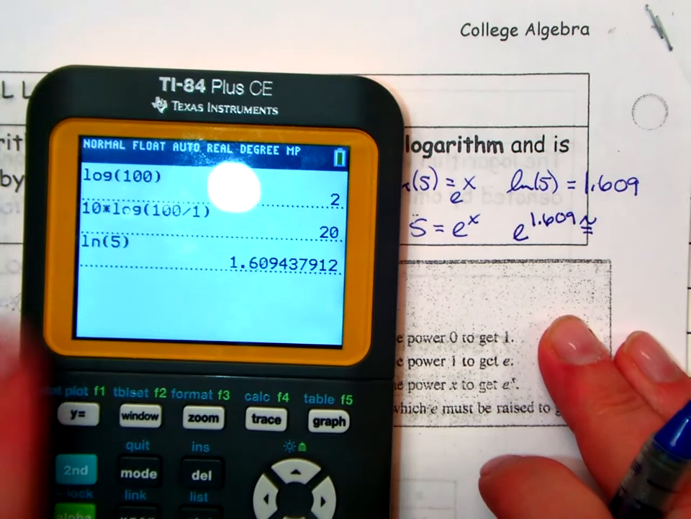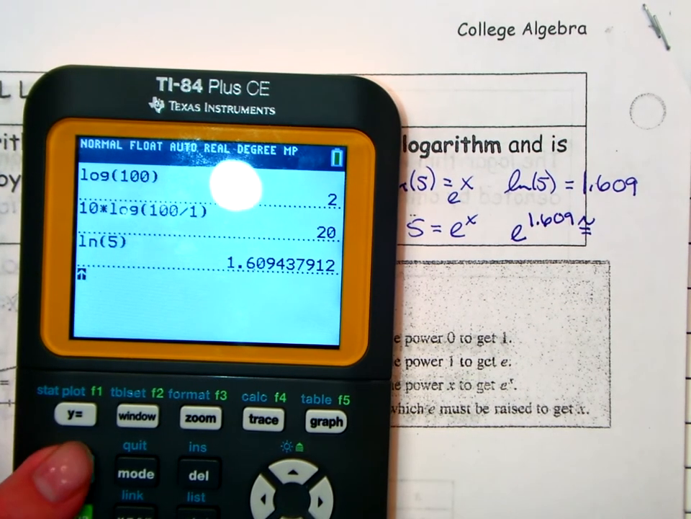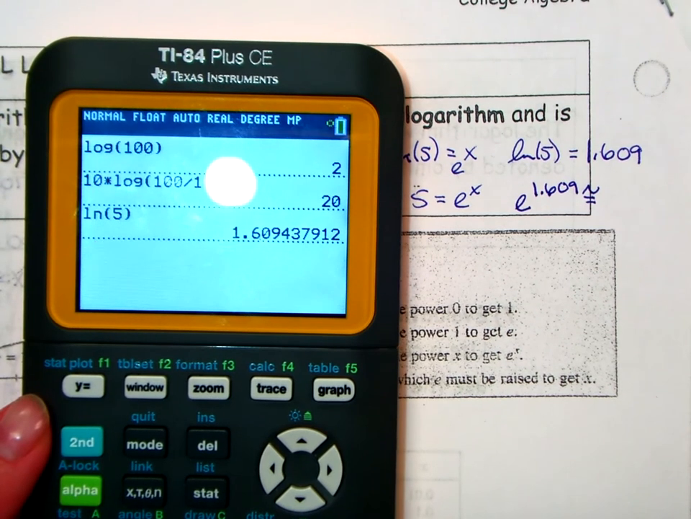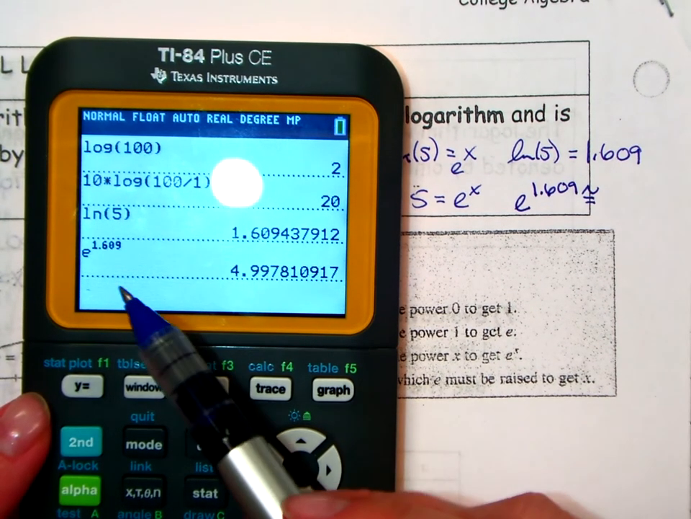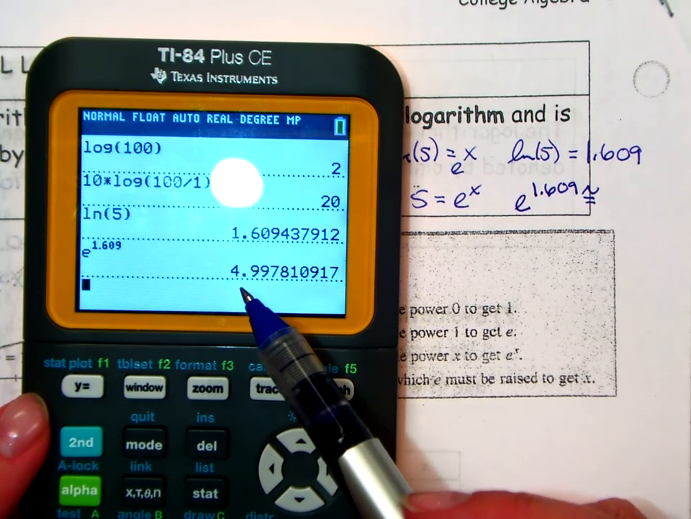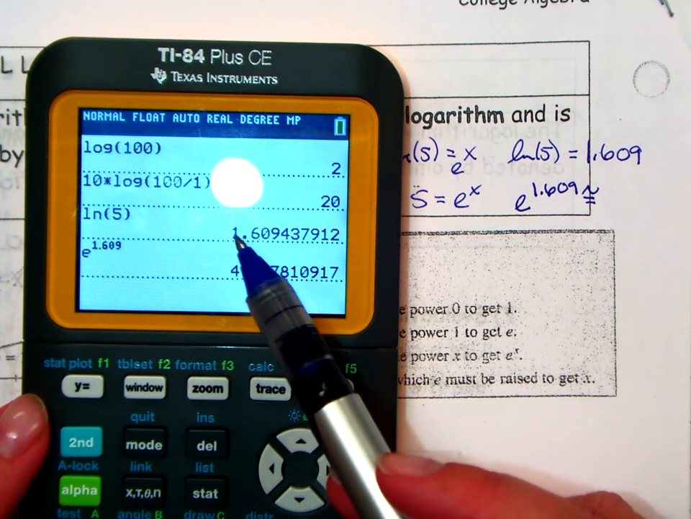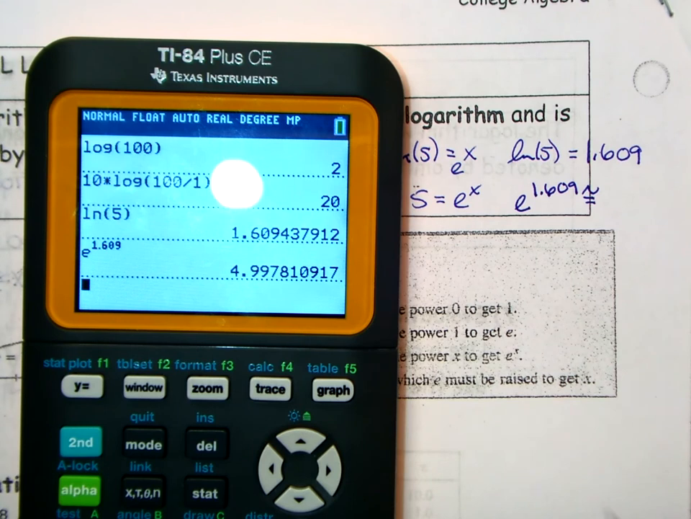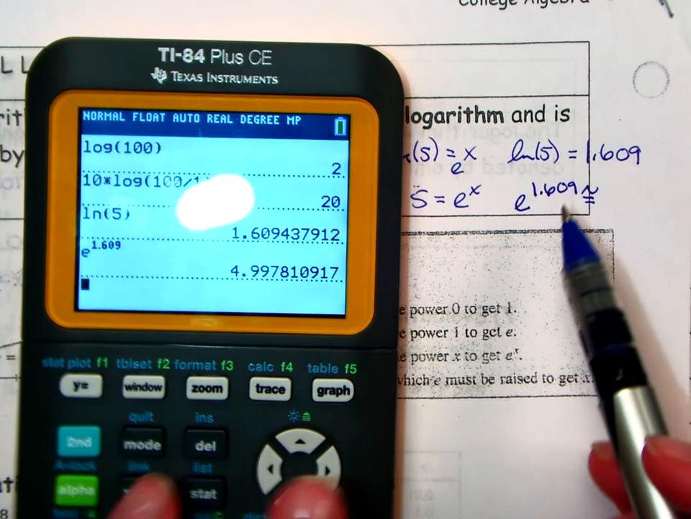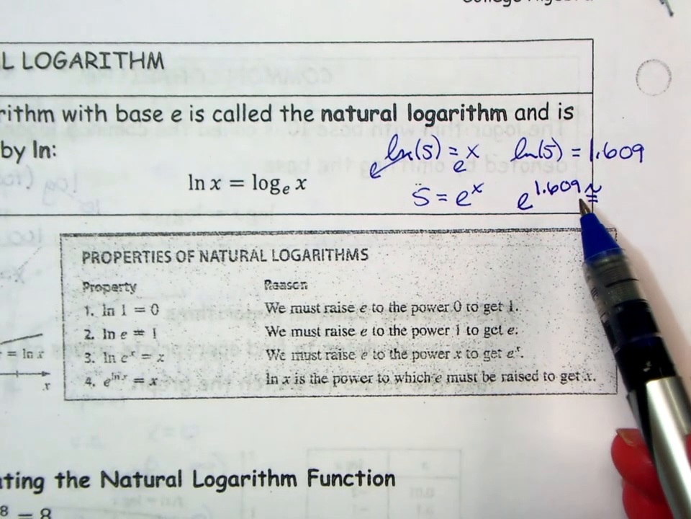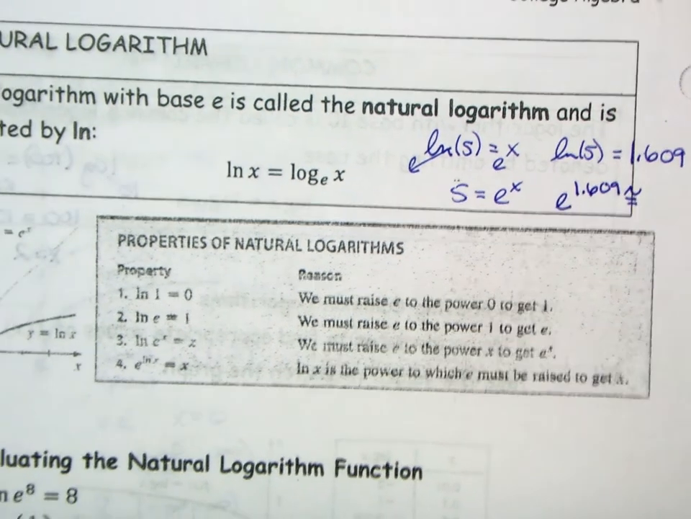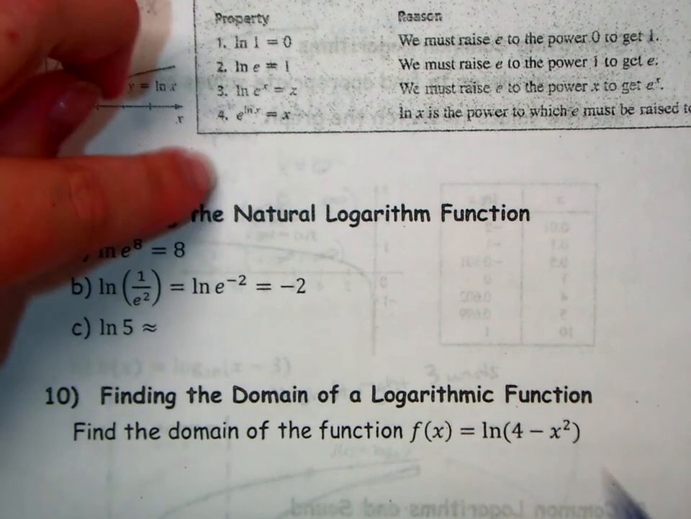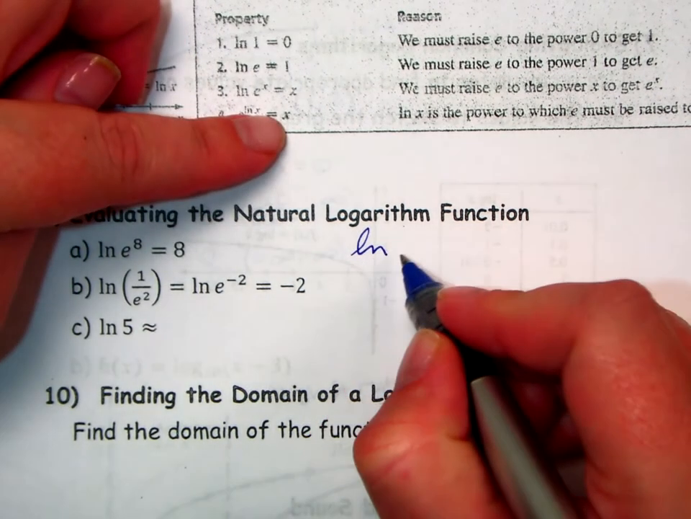So let's go ahead and do that. Let's do e raised to the 1.609. If I hit enter, now I did round that number, but we got 4.997, which is really close to 5. If I had typed that whole decimal in there, I would have gotten even closer to 5. But it is telling us what we need to raise e to in order to get 5. So evaluating natural logarithms, the same rules apply.